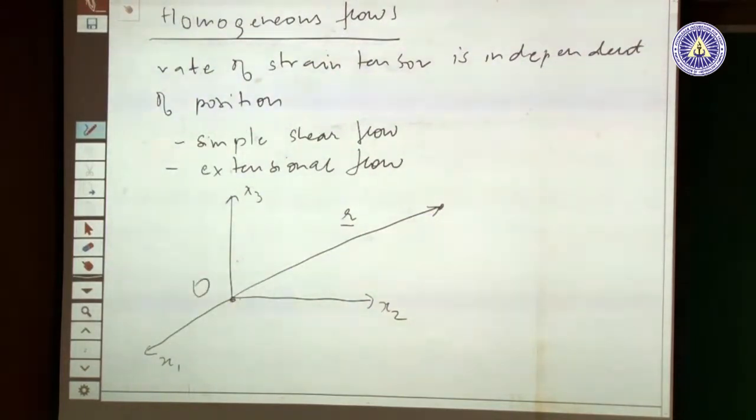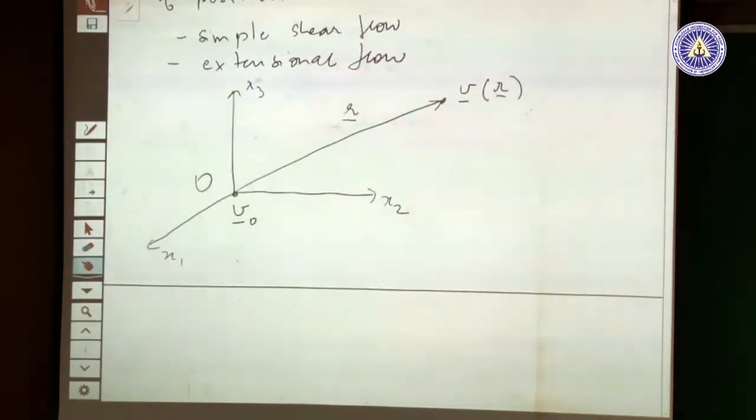Let's say the origin has a velocity v naught, and at this position r you have a velocity v at the position r, right? Now you can always write a Taylor series expansion for the velocity about the velocity at the origin.